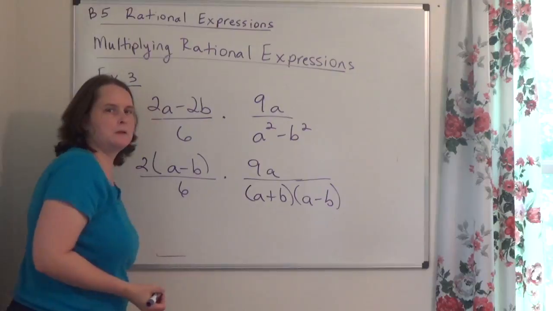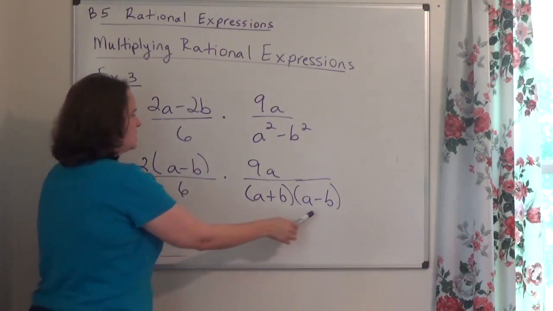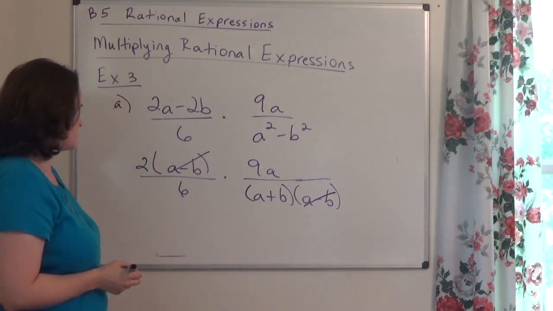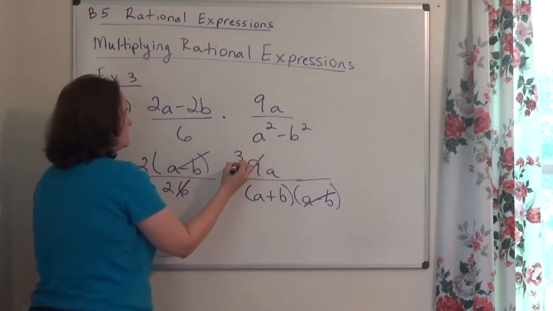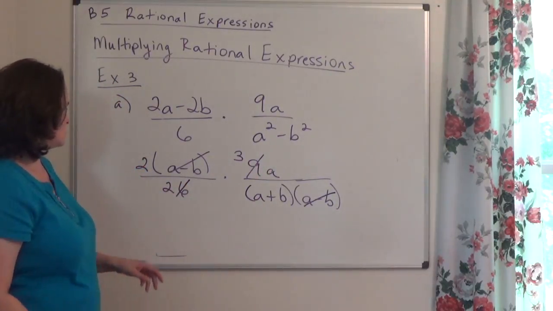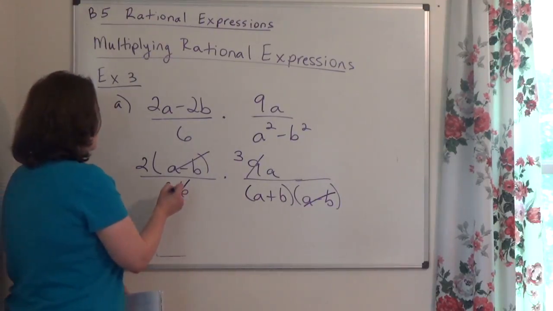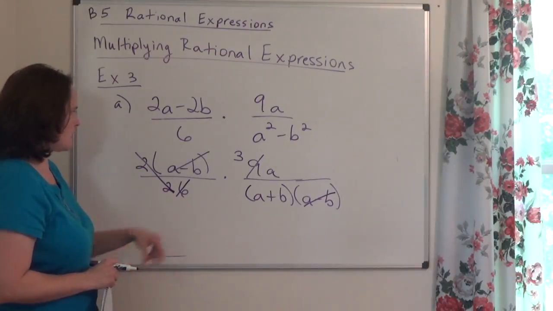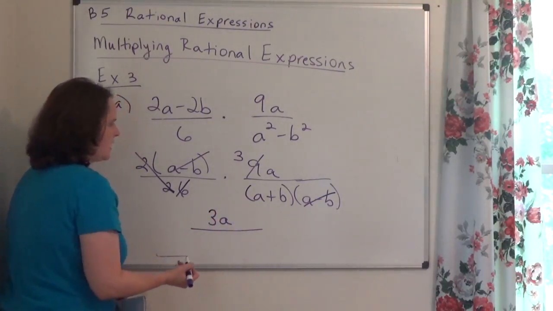Okay, before we try to multiply, let's see if we have any common factors crossways. So a minus b and a minus b, we can reduce those. 6 and 9 we can reduce by a factor of 3. 3 goes into 6 twice. 3 goes into 9 3 times. And you'll also notice that we've got 2 divided by 2 now, which is just 1. So that can be reduced as well. So what are we left with? Our numerator, we have 3a. In our denominator, we have a plus b.